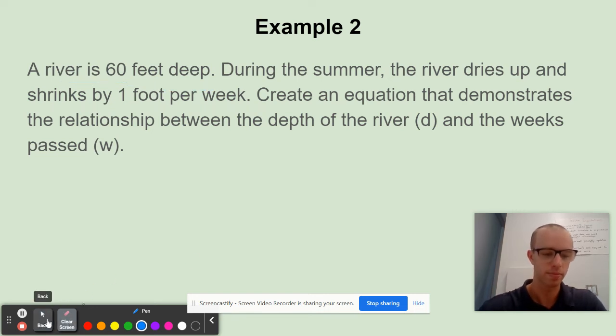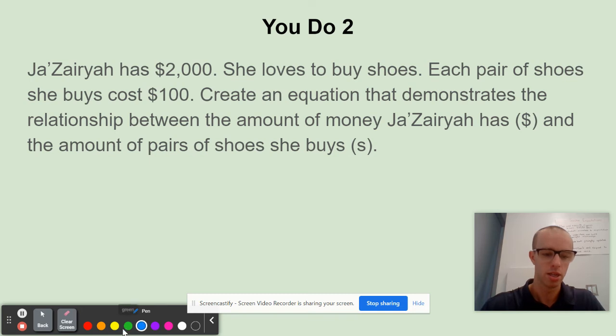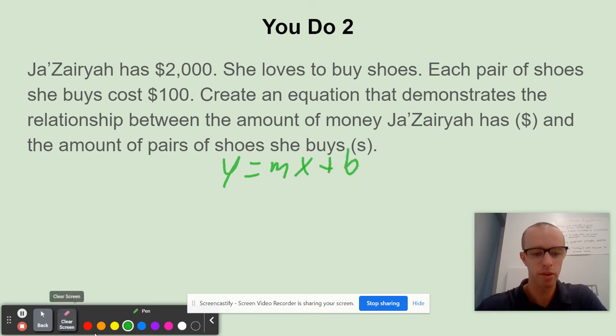All right, we're moving on to you do 2. Again, I want you to pause, solve the question on your own, and then unpause when you're ready for me to go over it. Okay, hopefully you solved it already. I'm writing y equals mx plus b. That's my first step. I'm going to go through this kind of quickly because hopefully you already solved it.